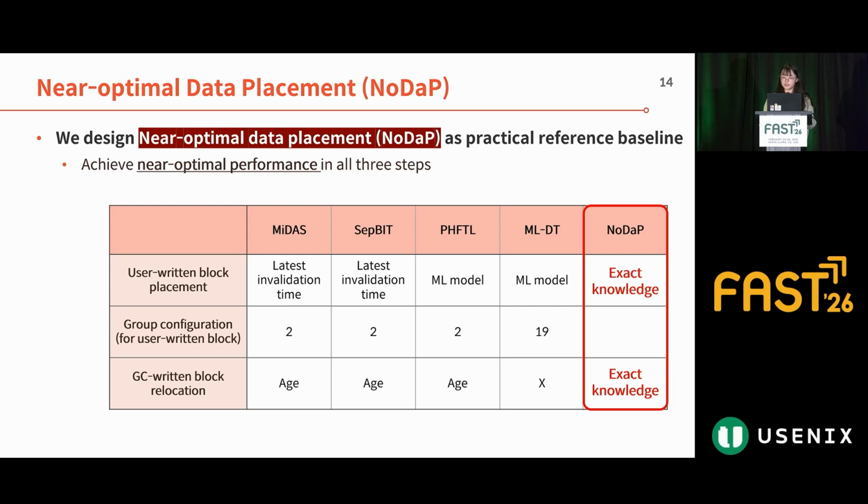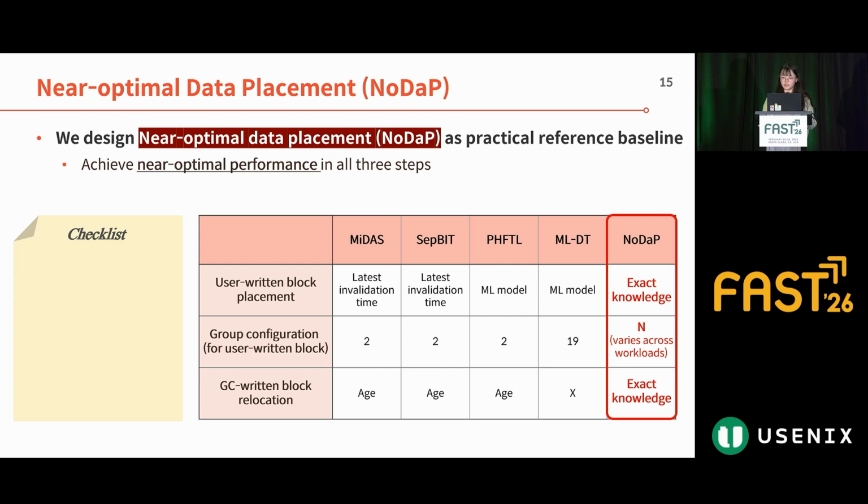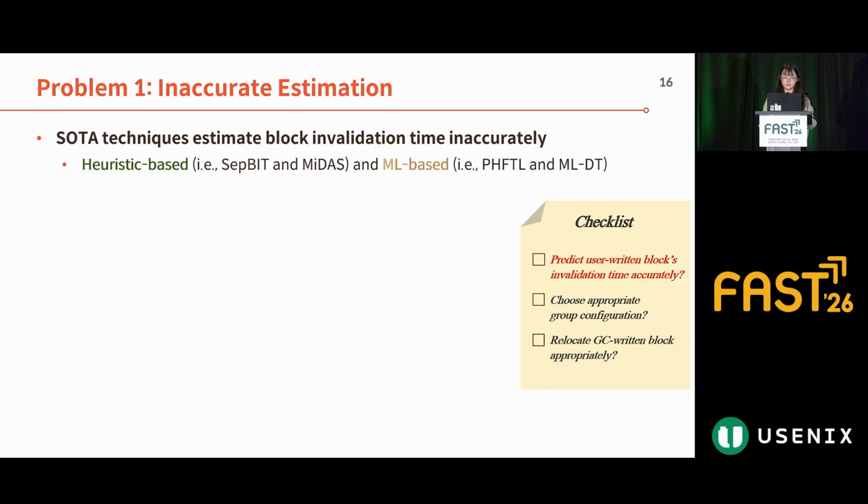For invalidation time prediction of both blocks, NoDaP uses exact knowledge with 100% accuracy. And for each workload, NoDaP finds the best group configuration that minimizes WAF offline and applies it. As a result, NoDaP achieves WAF close to 1, making it a useful reference baseline for comparison. With NoDaP as a baseline, we analyze SOTA techniques in more detail by evaluating the 3 steps in isolation, as shown in this checklist. First, we examine whether existing techniques can accurately predict the invalidation time of user-written blocks, comparing two approaches: heuristic-based prediction using the latest invalidation time and ML-based prediction with NoDaP.